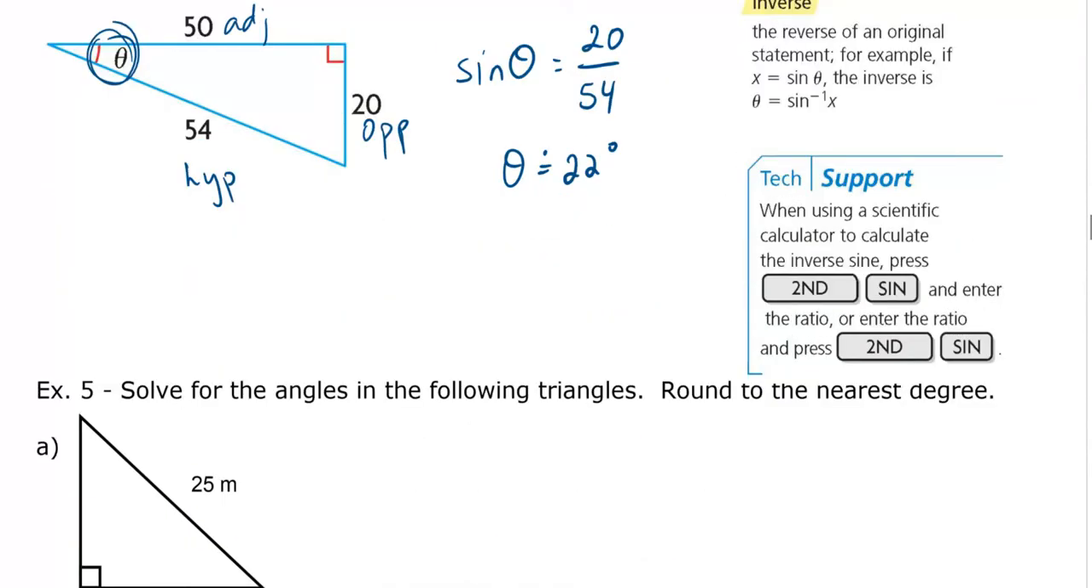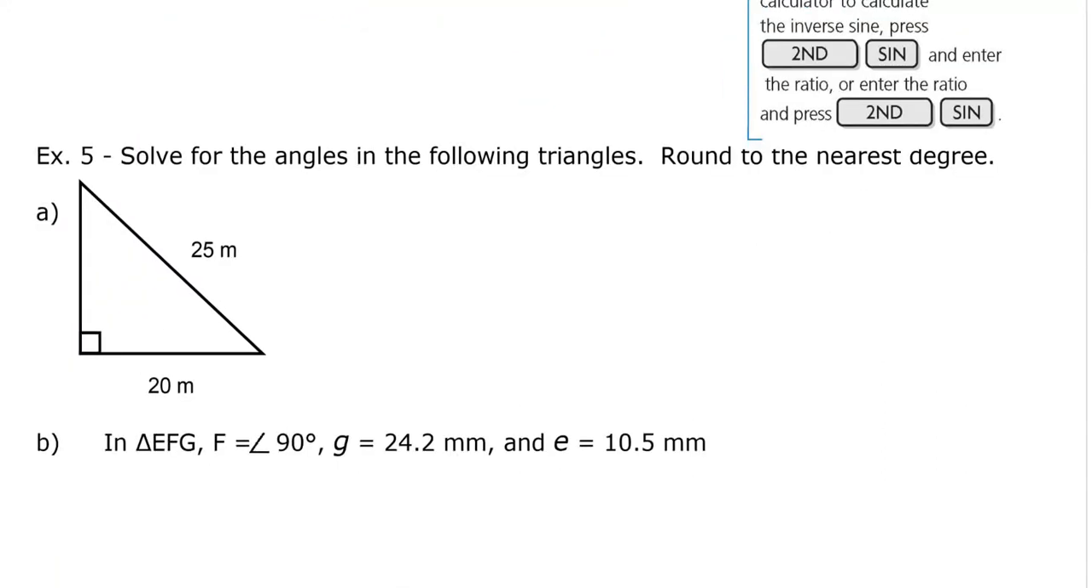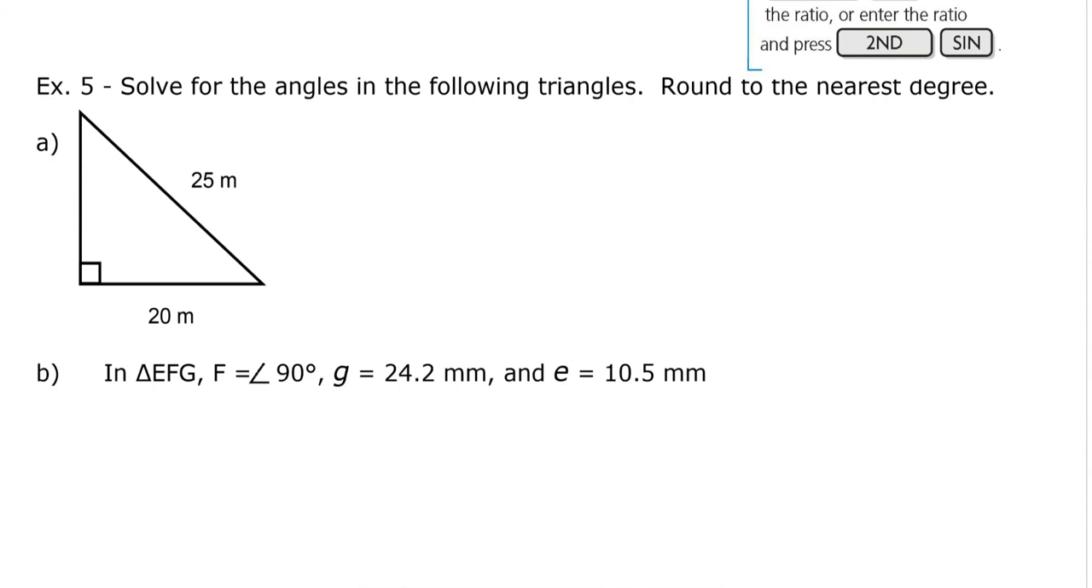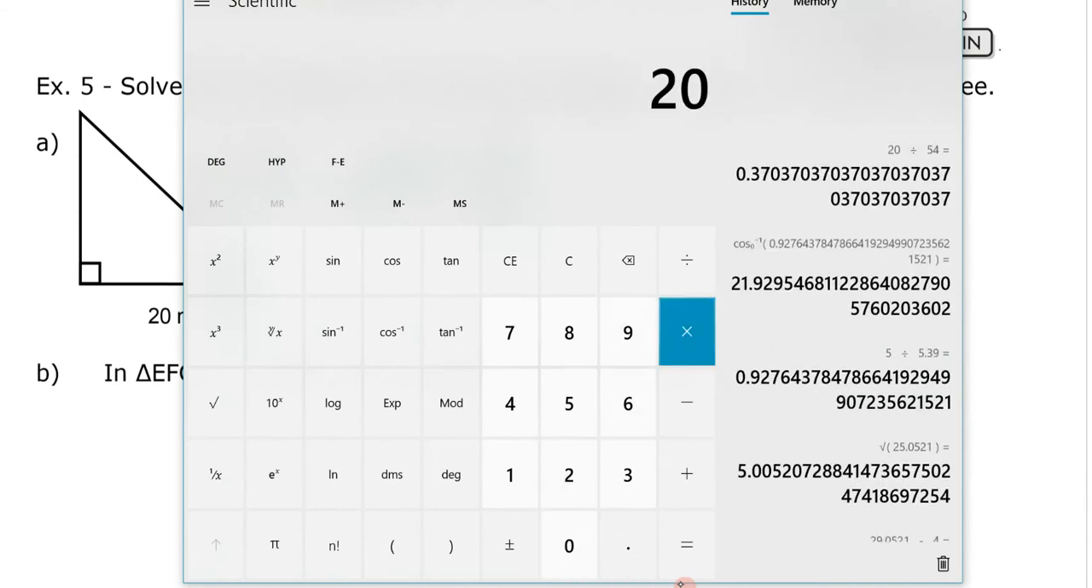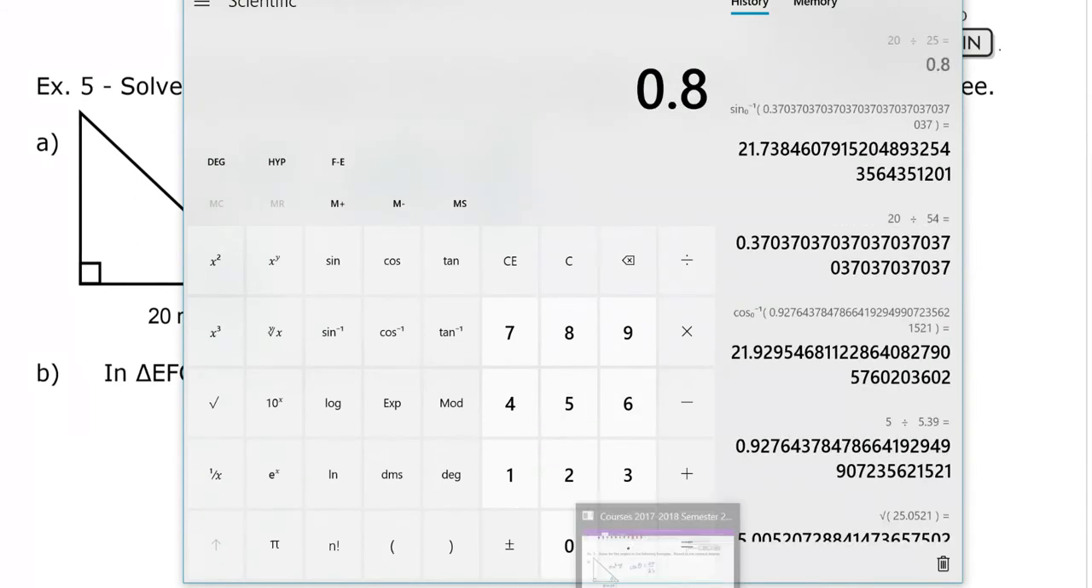Okay. Example 5. Solve for the angles in the following triangles, round to the nearest degree. Okay, so let's solve for the angles. If I look for this angle here, let's mark that theta. 20 is my adjacent side, and 25 is my hypotenuse. So the ratio I have to use here is the cosine ratio. The cosine ratio equals 20 divided by 25, the length of the adjacent divided by the length of the hypotenuse. So 20 divided by 25 equals 0.8.